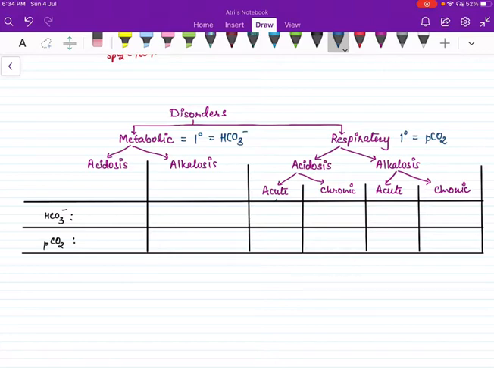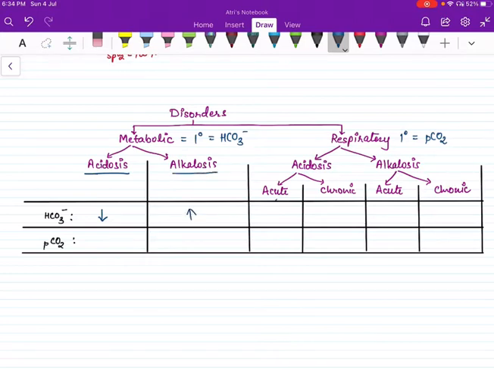But one thing we have to keep in mind is that our body tries to compensate any alteration in pH. So a pH of 7.4 does not rule out an acid-base disorder. Okay, so coming to metabolic acidosis, the primary pathology is in bicarbonate. So the bicarbonate level will be decreased, and in metabolic alkalosis, the bicarbonate levels will be increased.